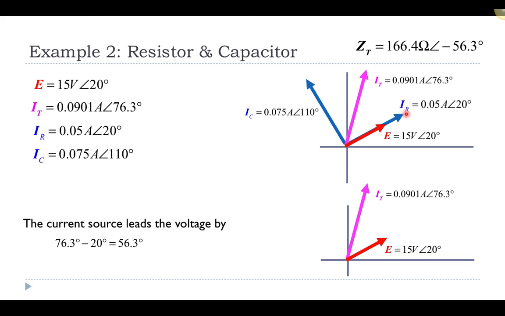We also notice that the current across the resistor and the current across the capacitor are shifted from one another, in this case by 90 degrees, which is also what we would expect.